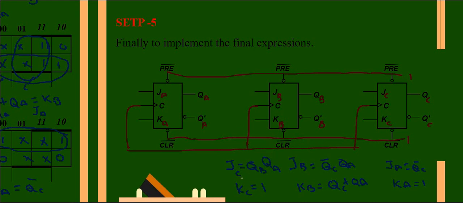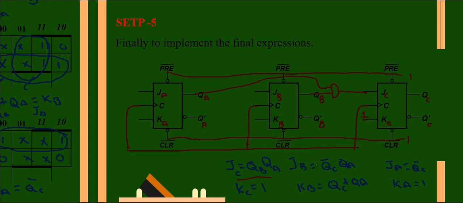Now we will go with our equations. The first equation is JC is equal to QB and QA. So this is from QB and here QA. Both are present here, QB and QA, so we can take both, and the multiplication is nothing but an AND gate. So take an AND gate and connect it to JC. And we know that KC is given as 1, so give it 1 or VCC, or you can short it to clear also, it works.